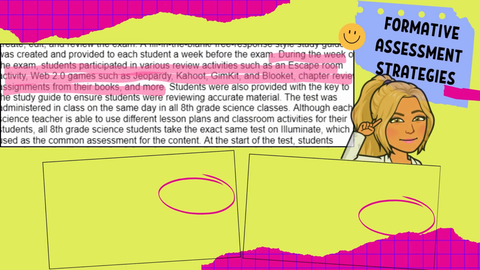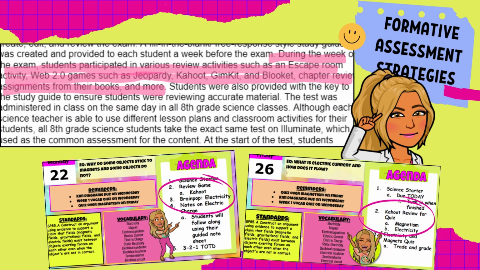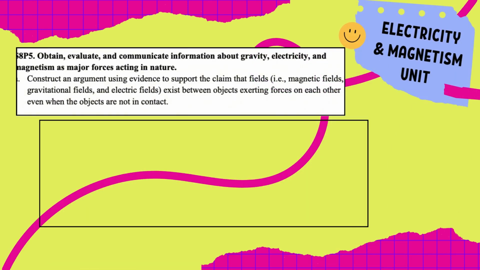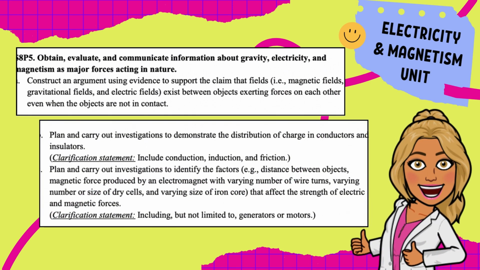In my 8th grade physical science class, I used technology to design and implement the use of various formative and summative assessment strategies in our electricity and magnetism unit. The Georgia Standard of Excellence for this unit has 3 elements. The formative assessment focused on elements A and C.